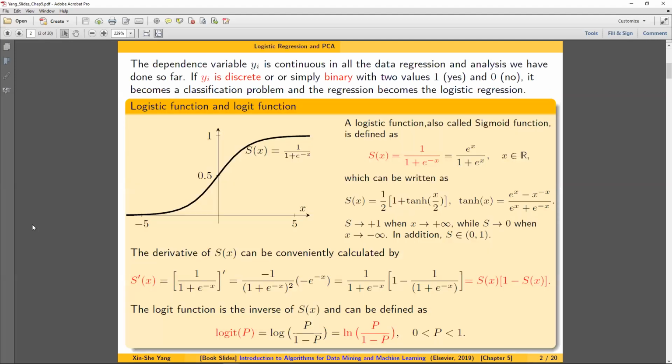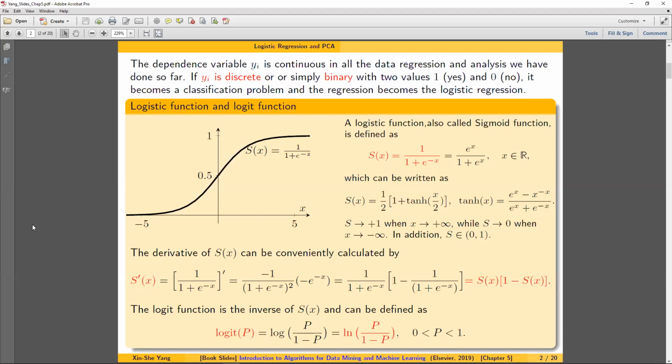Remember that in linear regression, we have a linear function. We have multiple independent variables to predict your y variable. And if y is continuous in all the data, then we know we can use regression. It's either linear regression, nonlinear regression, or weighted least squares, or you do some sort of transformation to make it a linear regression.